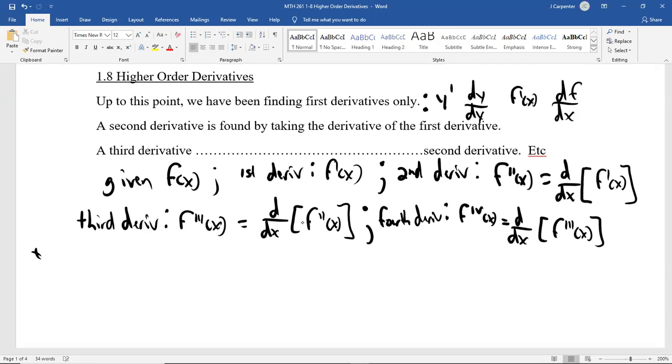But I also see, this is the same thing, the fourth derivative, f, and then just the 4 marks. I've seen it both ways in different texts, in different teachers, and different people. And it's still the same d dx of f triple prime.